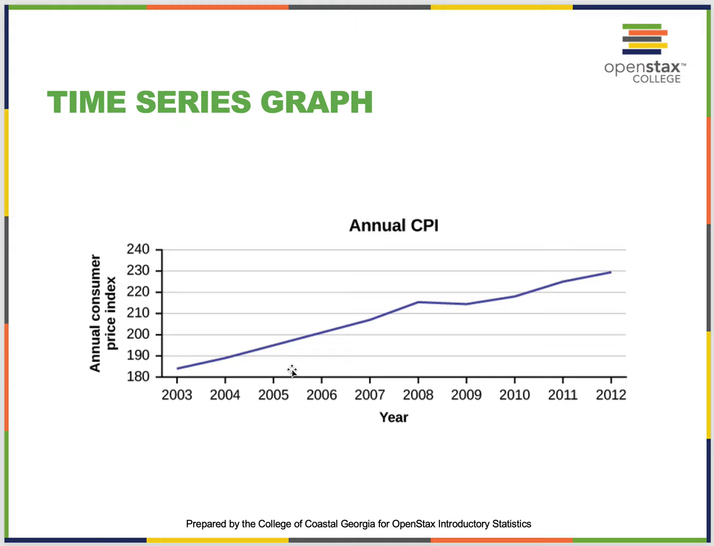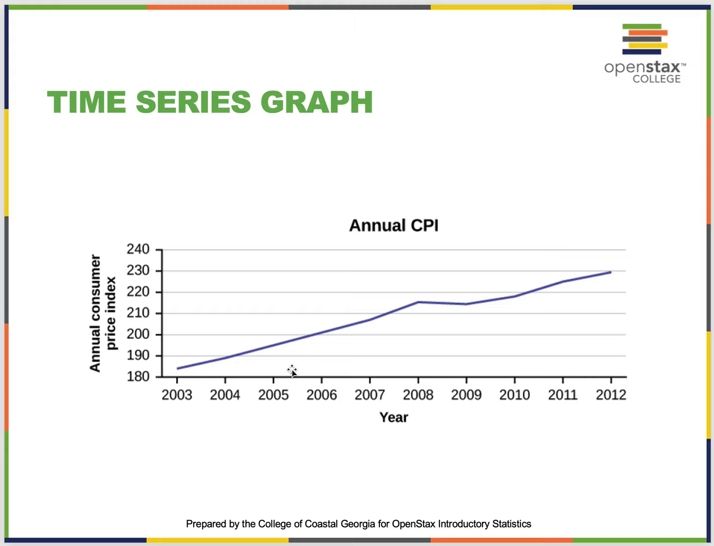A time series graph, the x-axis is always time-based, always time-based. It doesn't have to be year, it could be month, it could be day, it could be minutes. If you're trying to look at some concentration of chemical within a solution and it seems to grow over time, you might be checking that every couple of minutes. Or like here, it's your annual CPI, Consumer Price Index, which is better off looked at on an annual basis, so based on years.